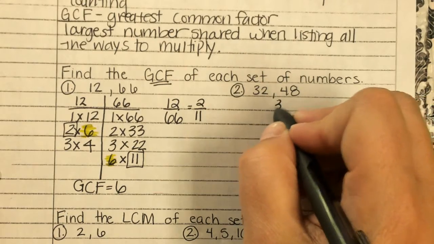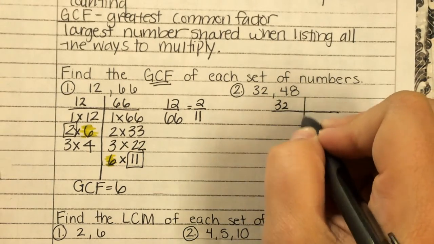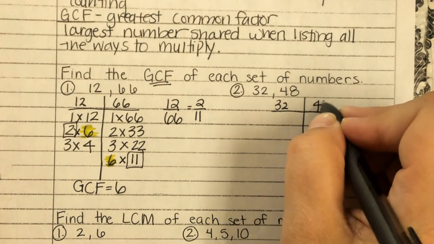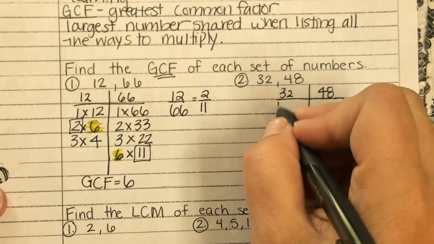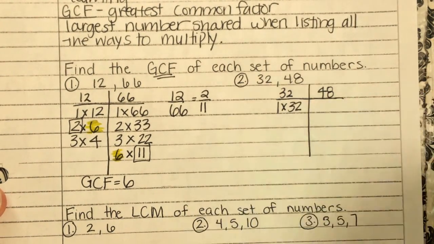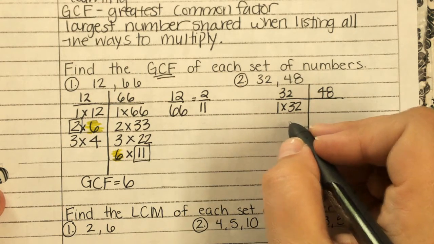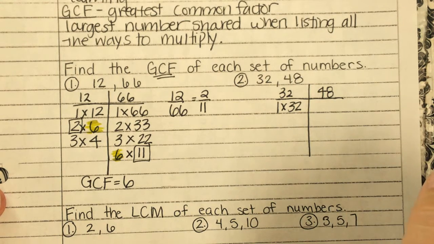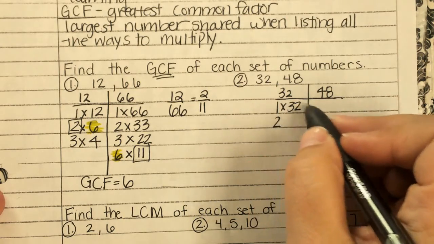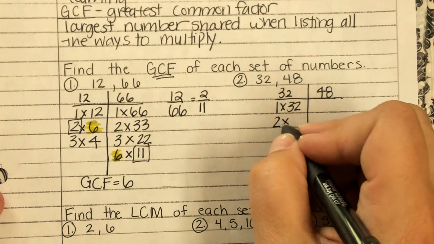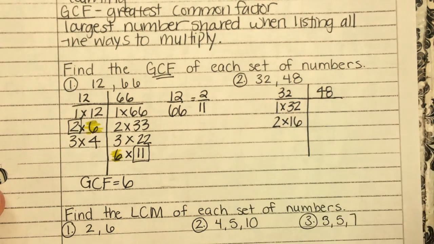So we've got 32 and 48. Factors again always start with what number? 1. So we're going to say 1 times 32. Can I do anything before I get there? Let's do them in order. 2 times what? 2 will go because it's an even number. 16, very good. 3 can't.